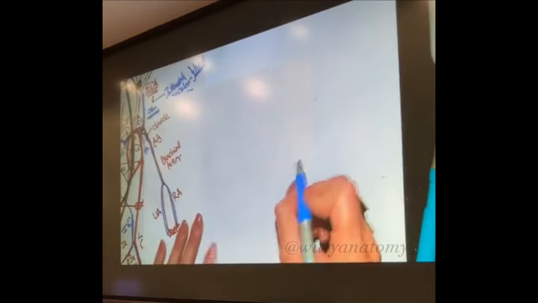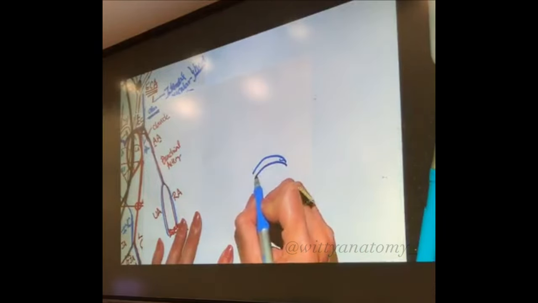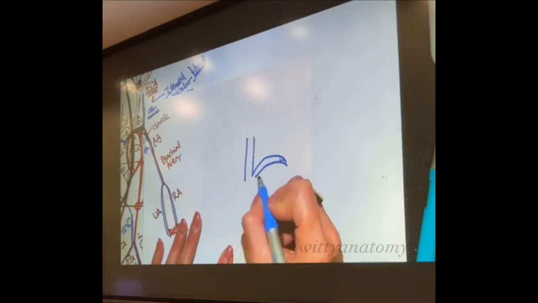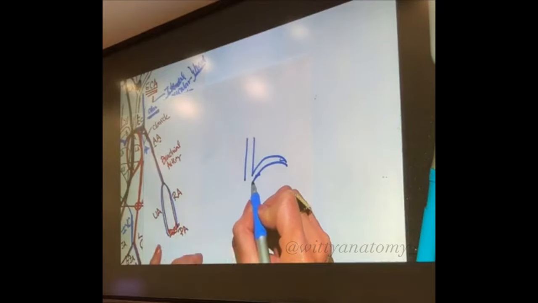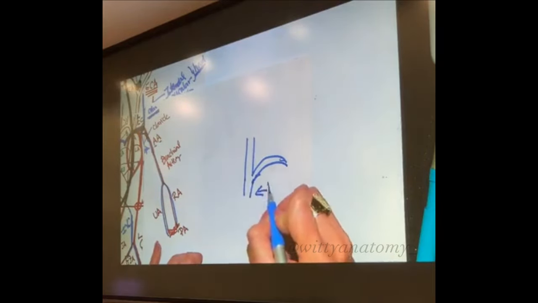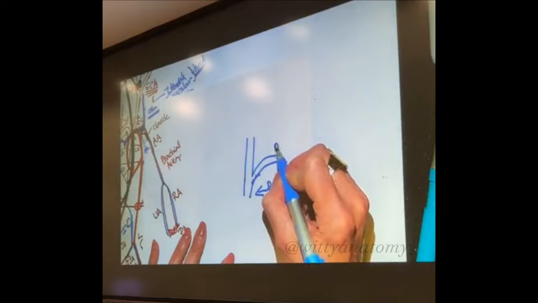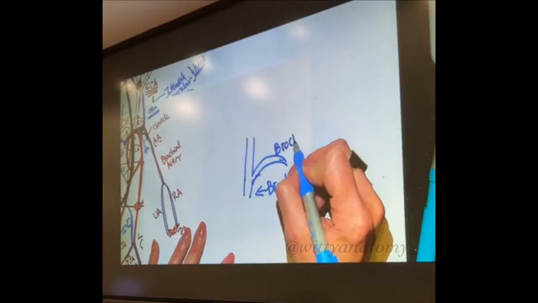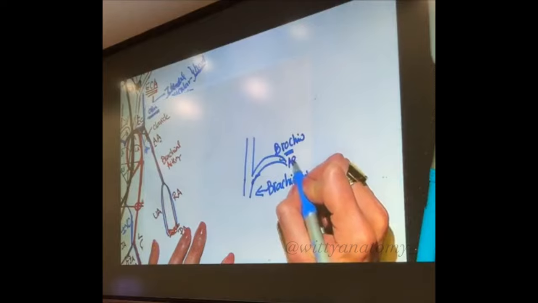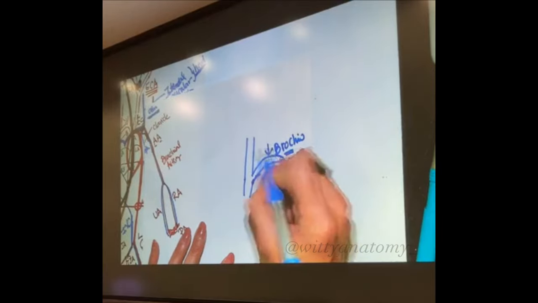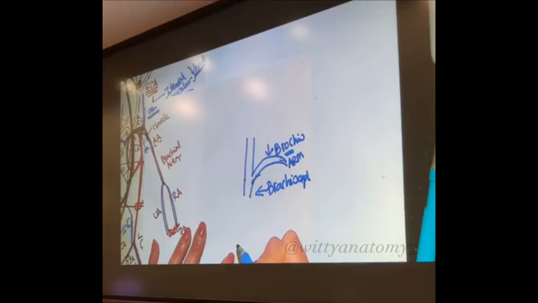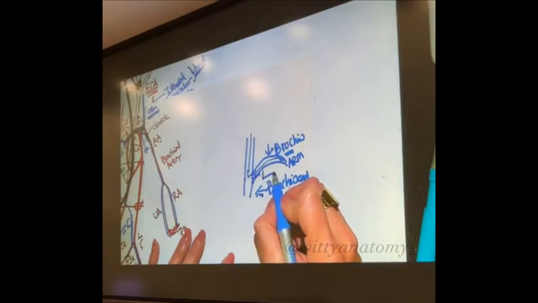You have something from our arm and something from our head getting together. They are called brachiocephalic, because this was from our arm. Brachio means arm. So this is the subclavian vein, and this is the internal jugular vein coming from our head. When the subclavian vein and the internal jugular vein get together, you have the brachiocephalic vein. This is on the left side. So this is the left brachiocephalic vein.